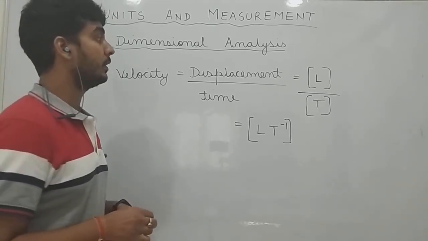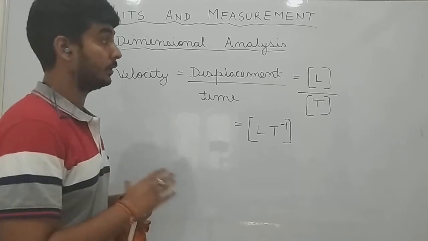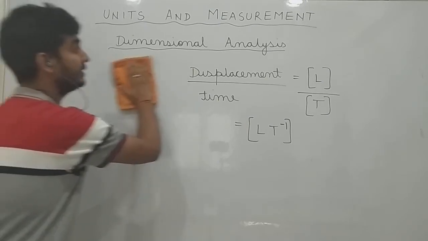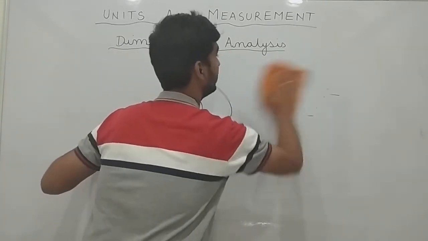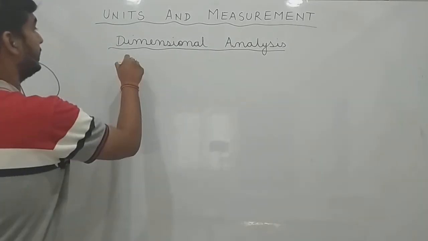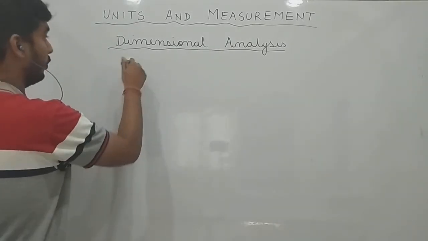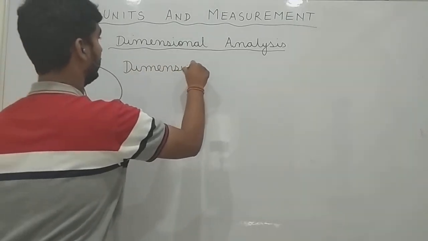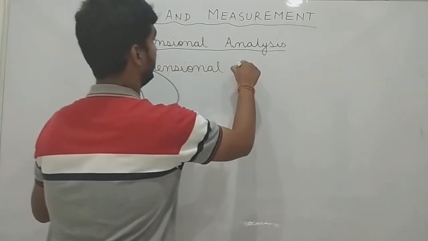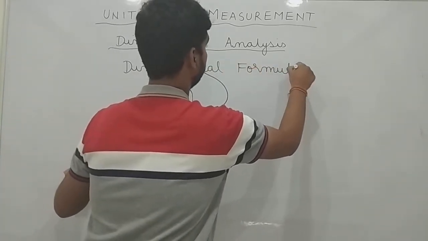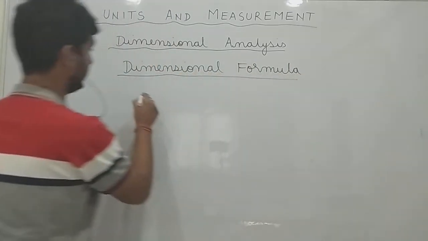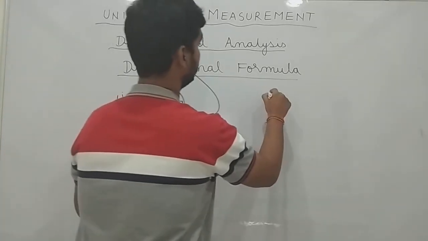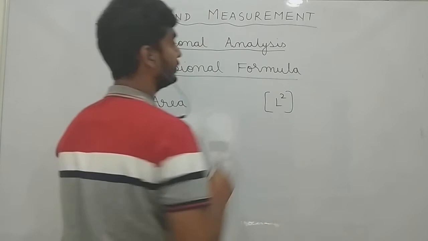Now in the textbook you will be seeing what we have written. First of all, let me introduce you to one more term, that is dimensional formula. All the things which we have written now were dimensional formulas only. So the dimension for area was L square, and this is the dimensional formula for area.